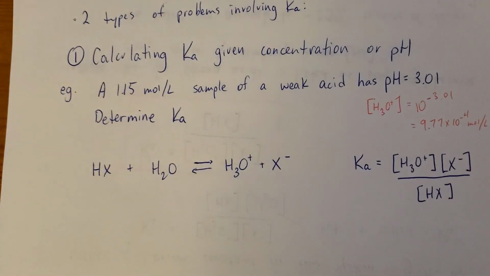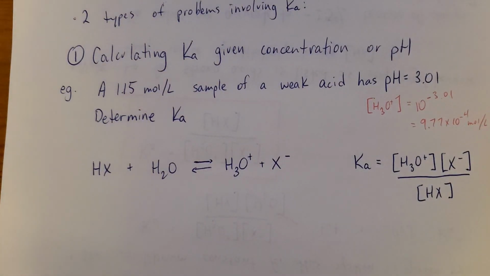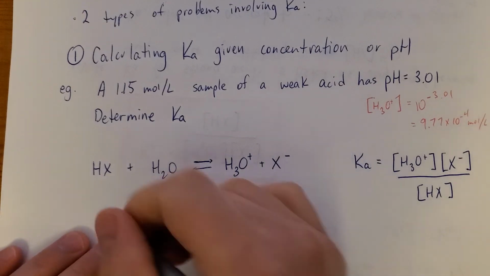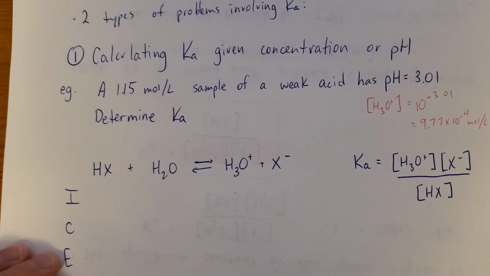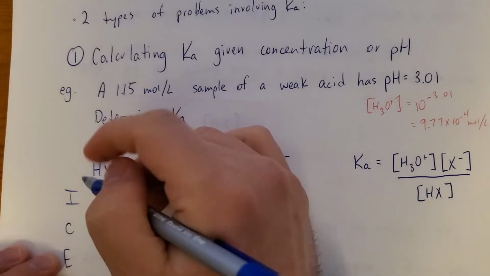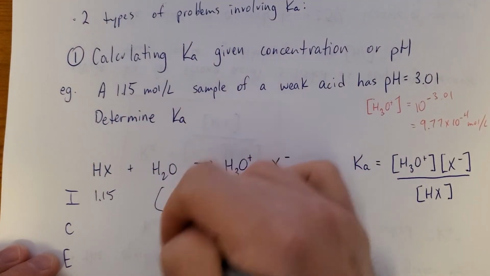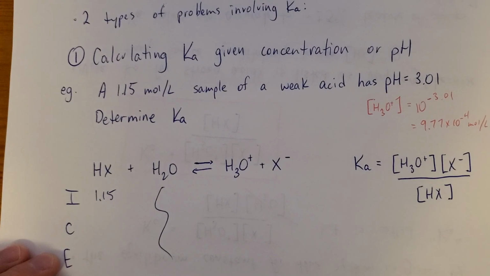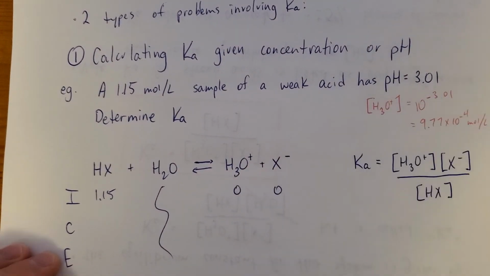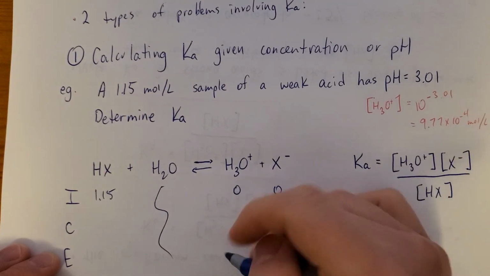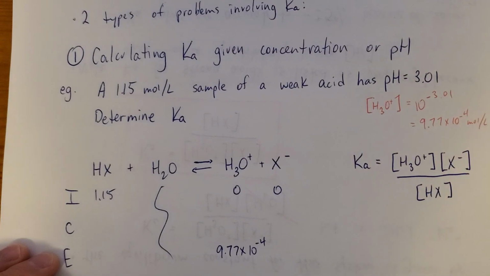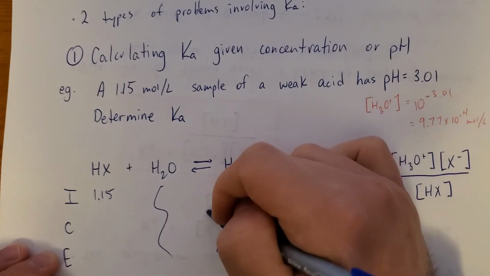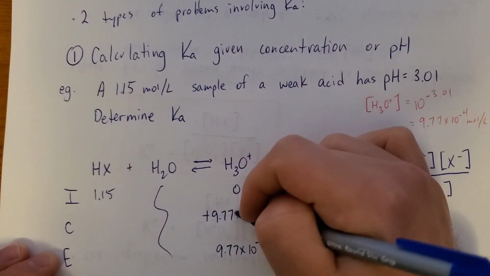Okay, because in fact, to solve this problem, we're going to use an old method from this unit. We're going to make an ICE table. Okay, so HX started at 1.15. Water doesn't matter because it's a liquid. Okay, these guys start at 0. And we just figured out the equilibrium concentration of hydronium right here. Okay, which means its change was this.